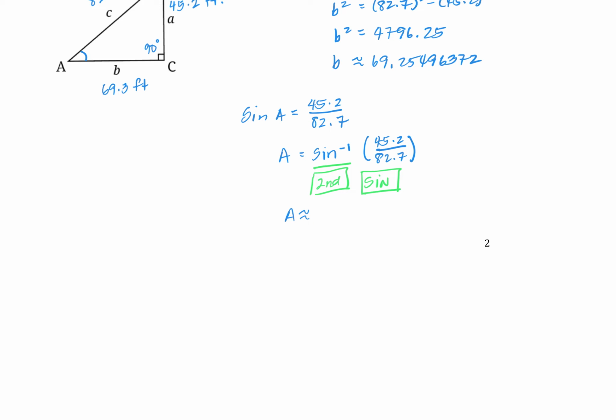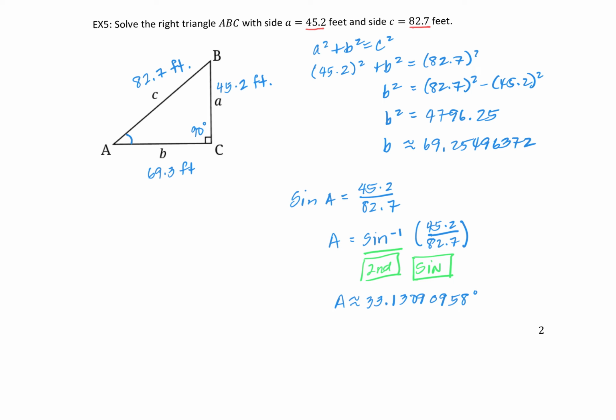Once I do put this in the calculator, I get my angle A is approximately, again, we're in degrees, 33.1309095 degrees. And I'm using significant figures, so I just have to round that to 3 significant figures, and it'll be 33.1 degrees.